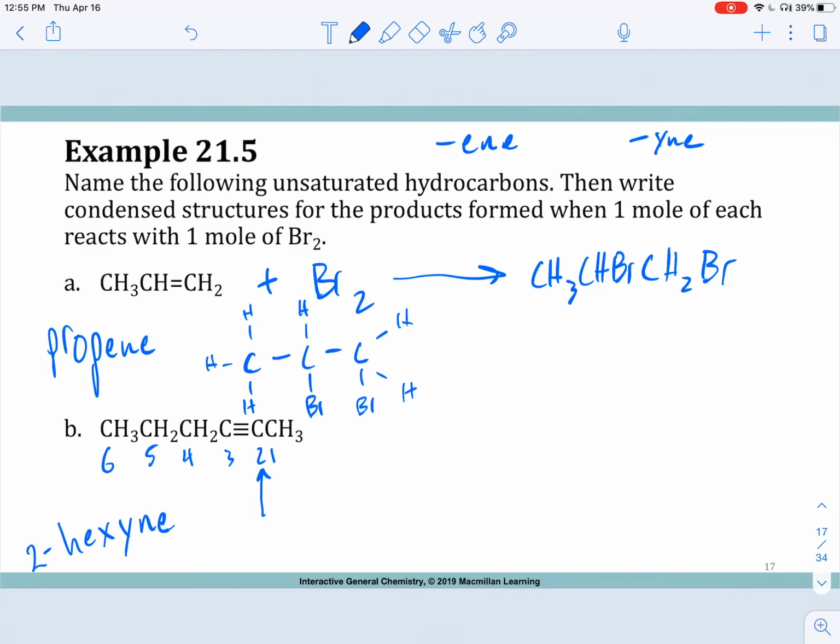Okay, now what are we going to do? We're going to add just 1 mole of Br2. Okay, 1 mole of Br2. And really, again, if we look at this, where's that Br2 going to go? I'm going to erase some things here.